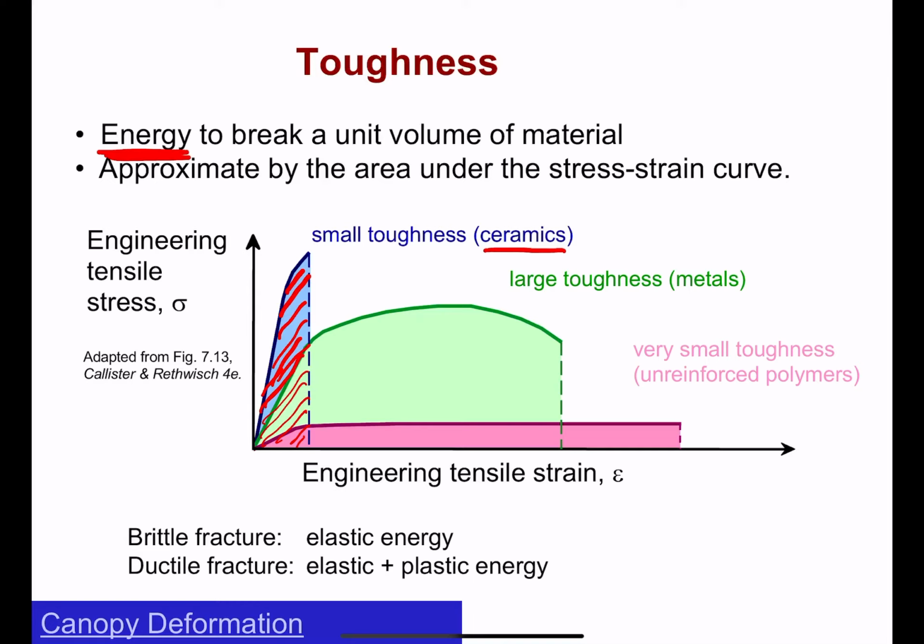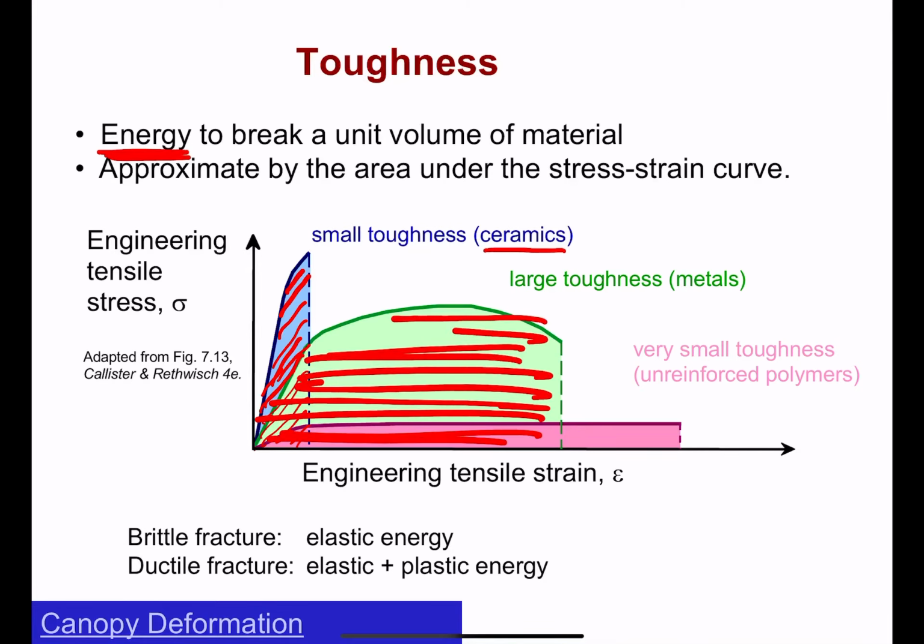Metals, as you know, are very tough. You have to apply a large amount of energy to break them. And so the area under this curve is represented here by the green. And there's a large area there, so we would regard metals as being very tough.